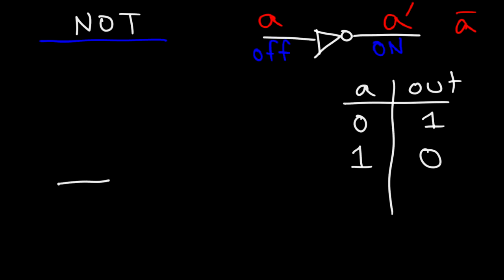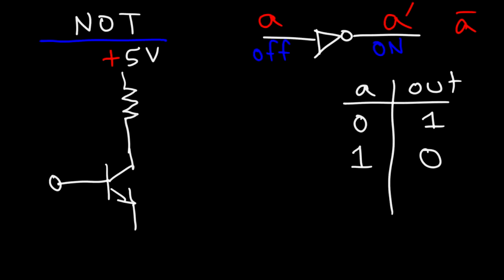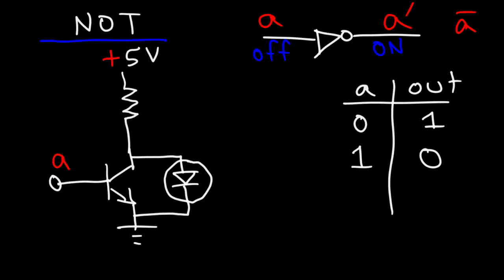The circuit is going to be very similar to what we drew before, but there's going to be one key difference, and that is the location of the LED. So here is our voltage source, and on the left we have our input A, the emitter is attached to the ground, but the LED will be connected across the collector of the transistor and the emitter. So once again, this will be our output.